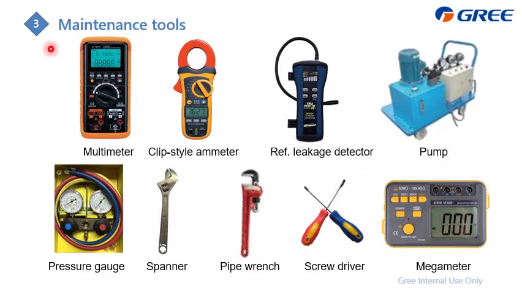These are the maintenance tools you may use during troubleshooting, including the multimeter, the clamp ammeter, the refrigerant leakage detector, and a pump to check water system leakage or water system pressure, as well as the pressure gauge, spanner, pipe wrench, screwdriver, and also the megameter.